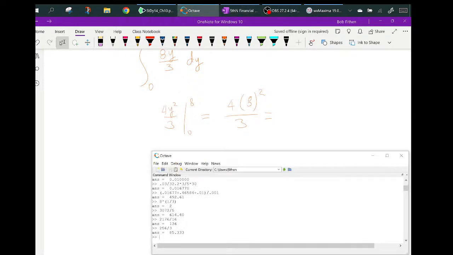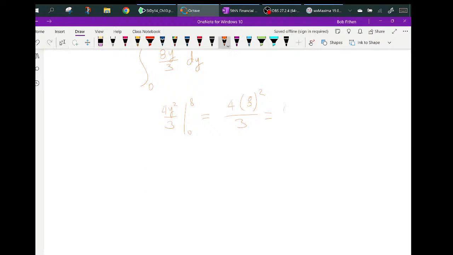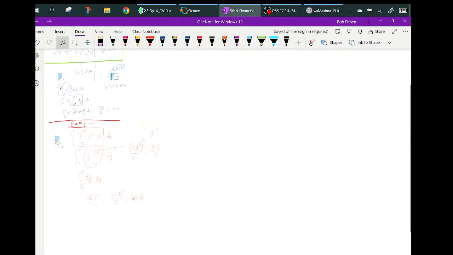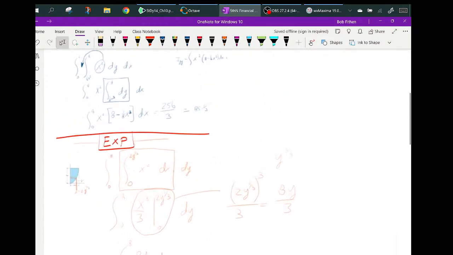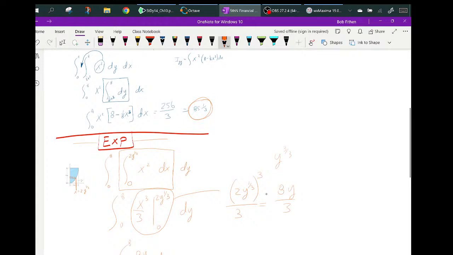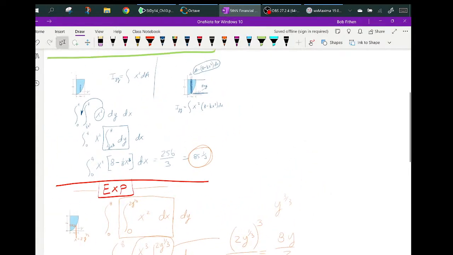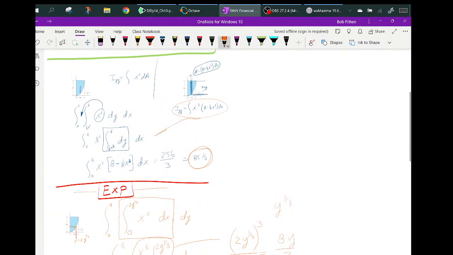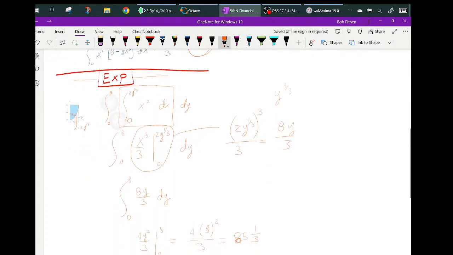I could have done the definite integral now and made it, but I would still have to come back. 8 squared over 3 is 85.33, or let's just say 85.3. So my experiment yielded the correct result, because that's the value here. I never did this integral because I noticed it was the same as that, and it's the same here.